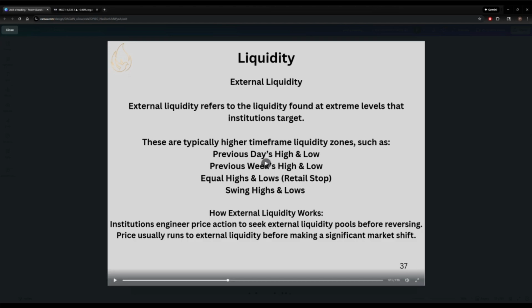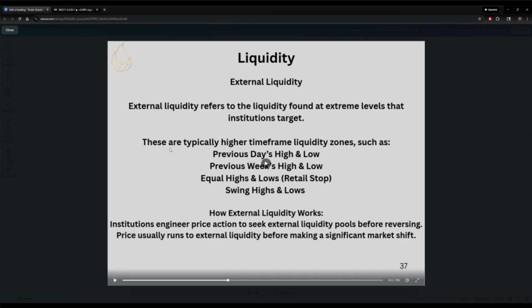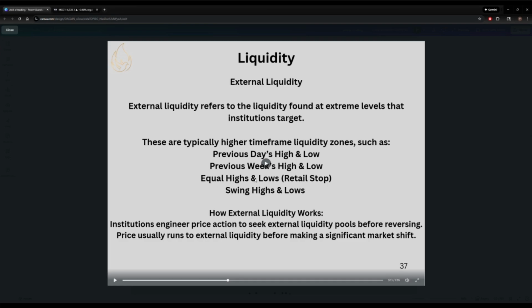External liquidity refers to liquidity following extreme levels that an institution targets, typically on a higher time frame. So previous daily highs and lows, previous weekly highs and lows, equal highs and lows on a daily or 4 hour, swing highs and lows. These are just external liquidity points that you're going to see and target as your ultimate TP.